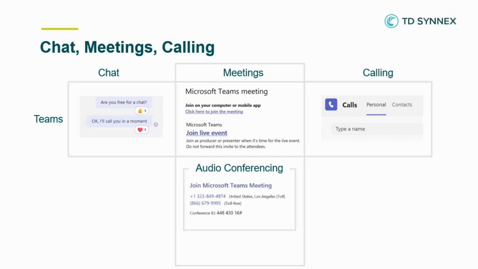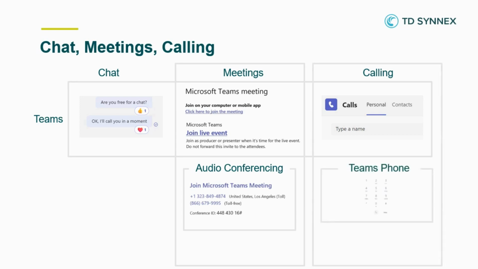And then we have the extensions to calling. So we have Teams Phone, which is a cloud phone system adding call handling to a business. And organizations can then add a calling plan for a user, giving them a phone number to receive calls and make outbound calls.